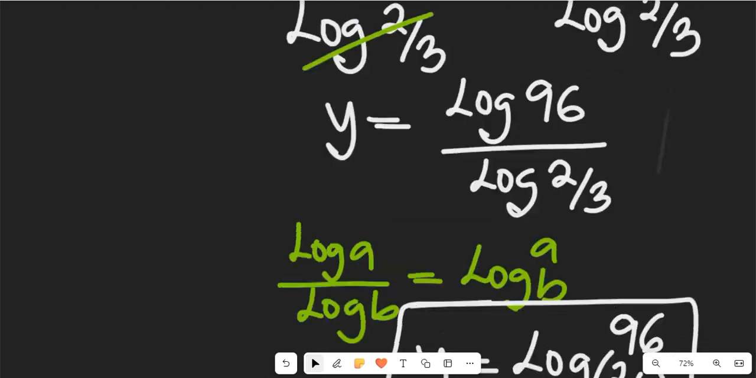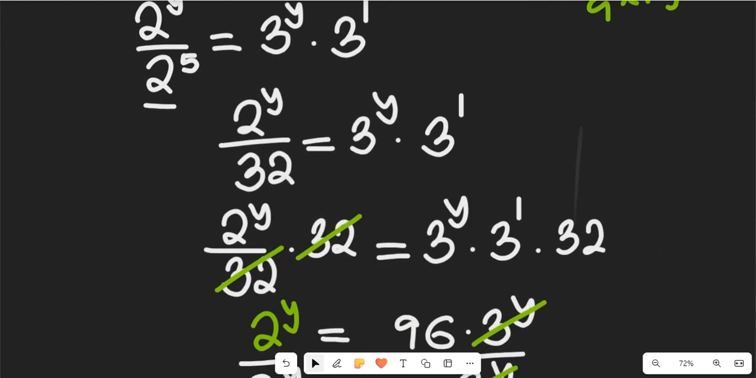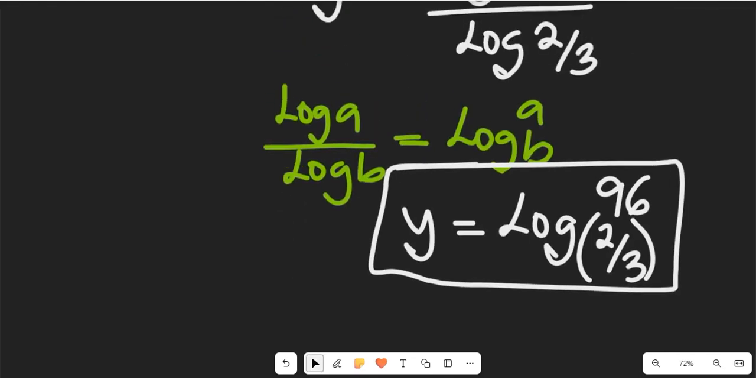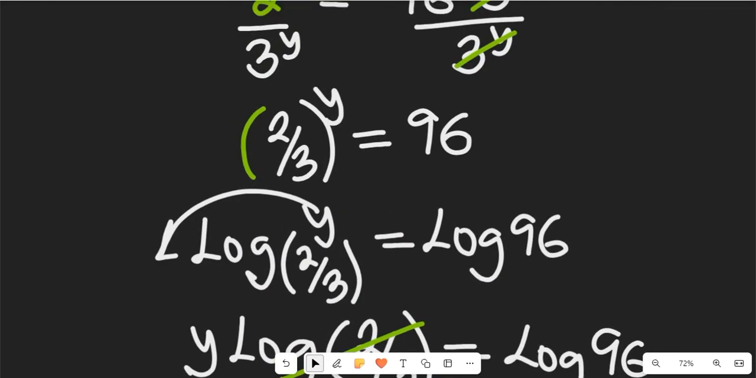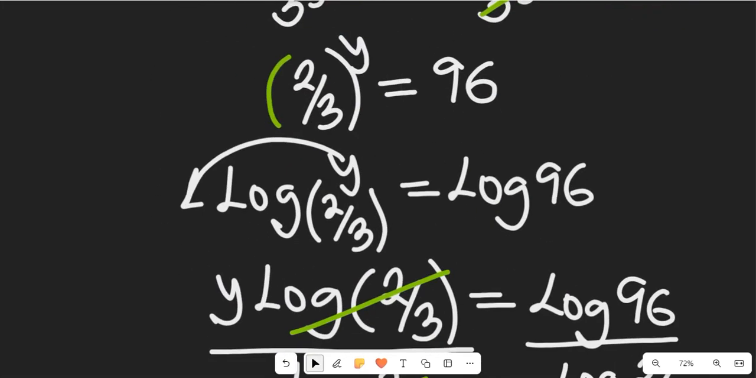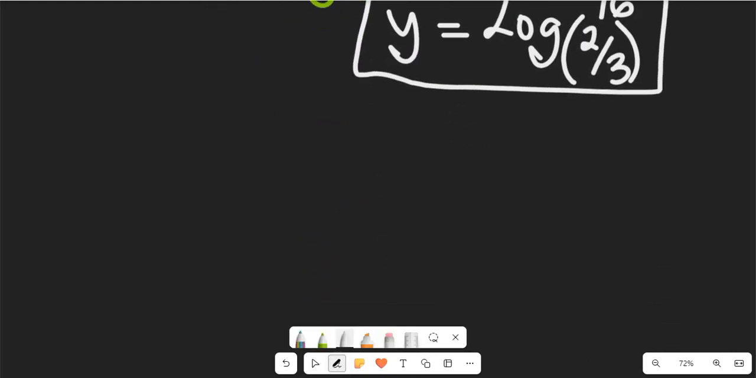Now, if you notice in this solution, we've only used the laws of indices and the laws of logarithms. So in the second method, what we are simply going to use is the laws of logarithms. Now remember the question given. We are given 2 to the power of y minus 5 equal to 3 to the power of y plus 1. So if we are given those two expressions, what I'm simply going to do is to take the natural log or logarithm of both sides.